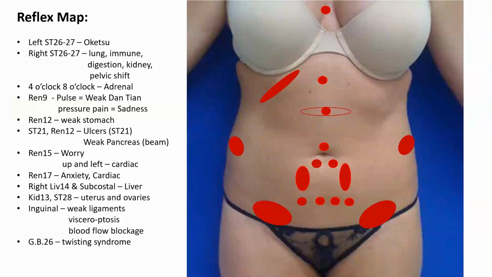So yes, we can palpate the abdomen, and having a map of which area reflects what, we can then say, this is adrenal, this is digestion reflex, this is anxiety reflex, this is immune reflex. So the abdomen gives us some diagnostic pointers.